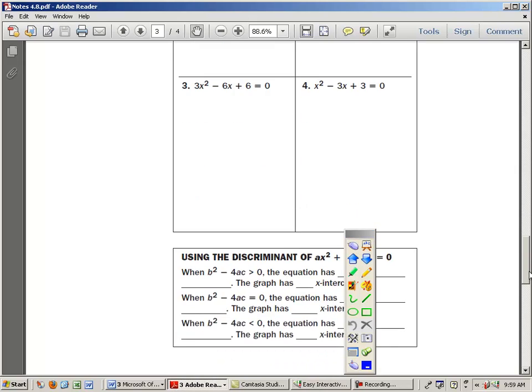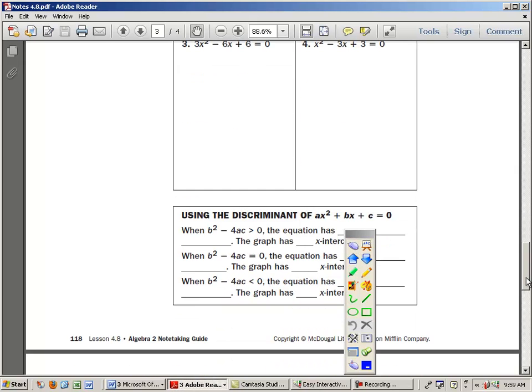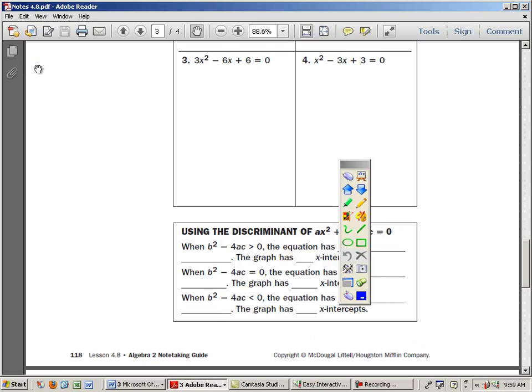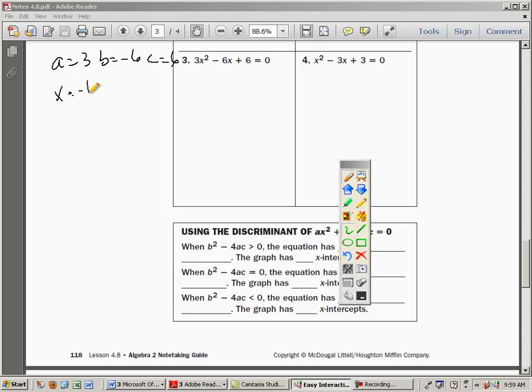All right, checkpoints number 3 and 4. For checkpoint number 3, it's already in standard form. So again, a equals 3, b equals negative 6, and c equals 6. And so this becomes x equals the opposite of b plus or minus the square root of b squared minus 4ac all over 2a. And so we're going to plug all of our stuff in here.